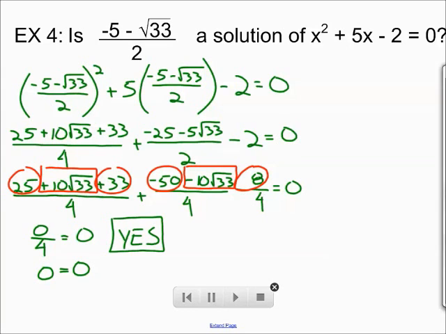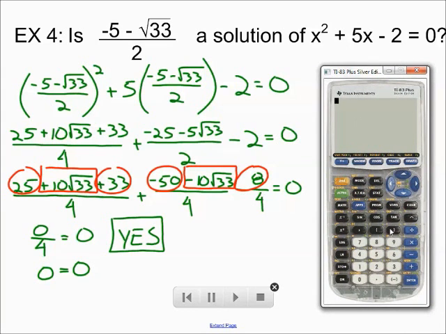All right, so we'll pull out our graphing calculator here and try and do it an easier way. I'm going to take this expression, negative 5 minus the square root of 33 divided by 2, and I'm going to store it as x. Then I'm going to take the left side of the equation, type that in, x squared plus 5x minus 2. And if this expression is a solution, then this expression should equal 0. It does.